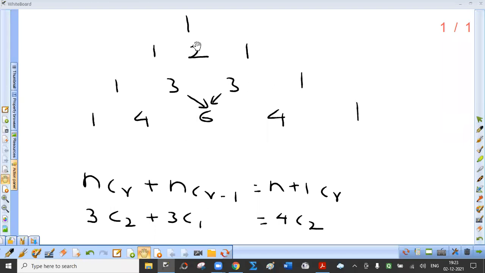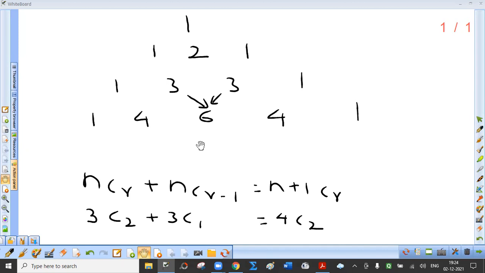Actually, there is one more point. See, this is Pascal's triangle. Now, this 6 is 3 plus 3, right? But this corresponds to this property in combinations: nCr plus nCr-1 is n+1Cr. You can check this. See, this is 3C2 plus 3C1 as per the property. It is 4C2. Yes, this is 4C0, this is 4C1, this is 4C2, right? So nCr plus nCr-1 is n+1Cr.